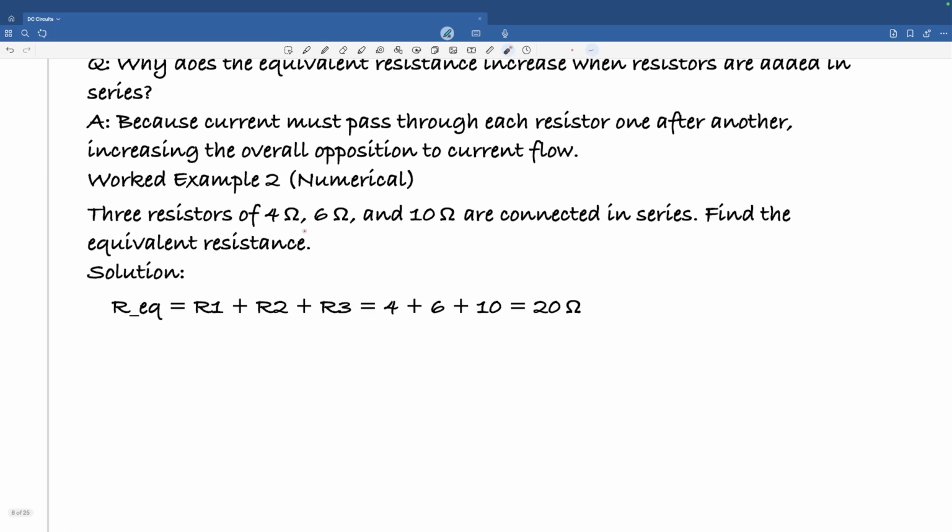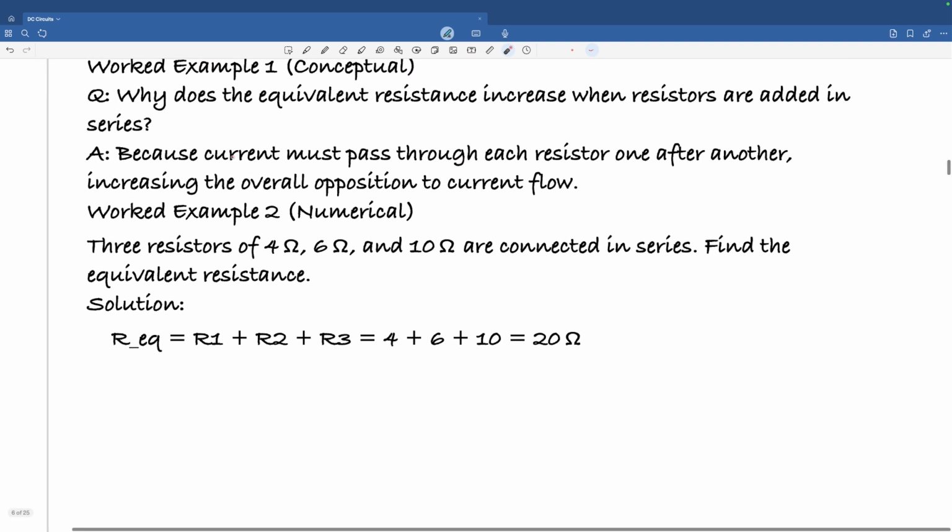So, simple question here, if you connect all these three together, the total resistance is the sum of them, 20 ohms. Why does the resistance increase? Because the current must pass through each resistor, and each one is resisting it. And so there is a total opposition which is increasing because of the large number of resistors.